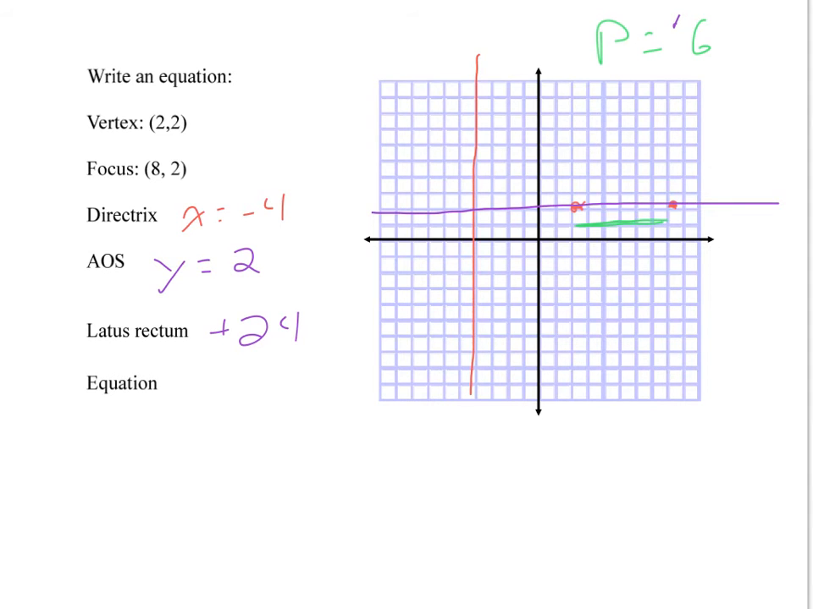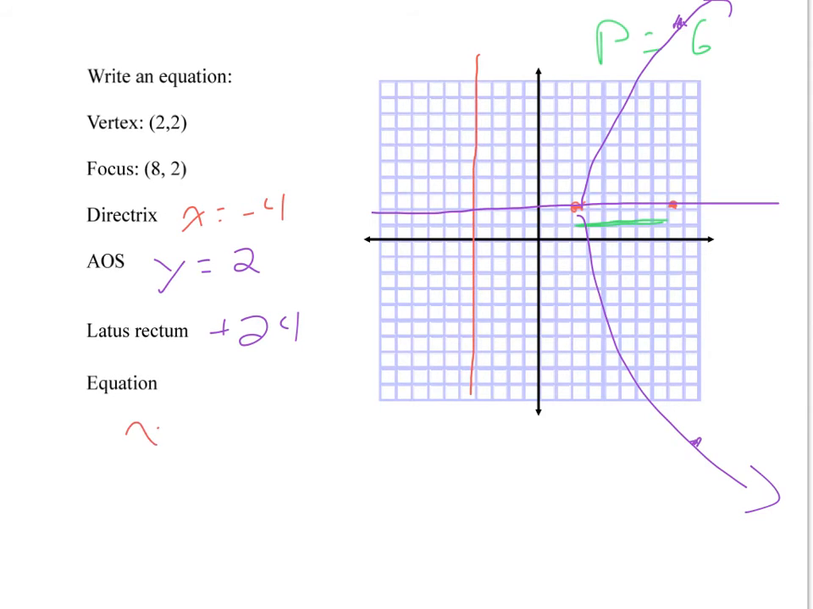So my parabola is going to go way out here, 12 places each way. So way down here and way up here. So now I have a parabola that looks like this. Okay, and the equation for my parabola now, of course, it's the reverse because it is a horizontal parabola.